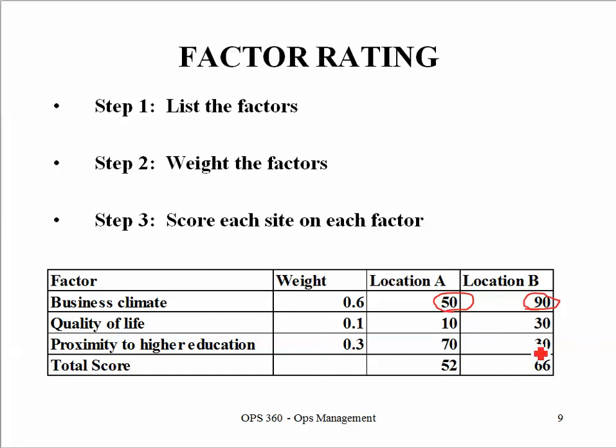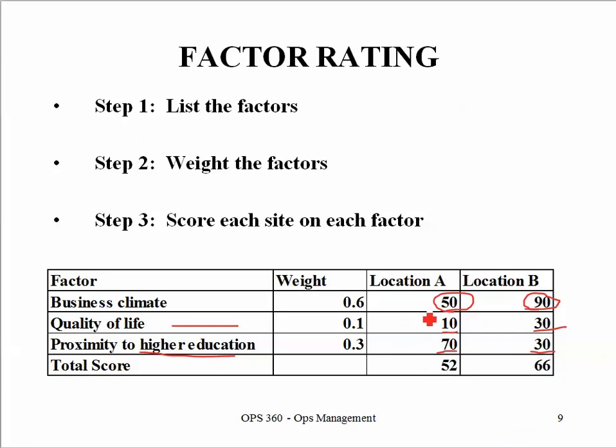Also, location B does a little better in terms of quality of life. It gets a score of 30 versus a score of 10 for location A. However, when it comes to proximity to higher education, at least quality higher education, location A outdoes location B. It gets a score of 70 on a scale of 0 to 100, whereas location B only gets a score of 30. So either there's not a university here perhaps, or maybe it's not as prestigious a university as there is at location A.